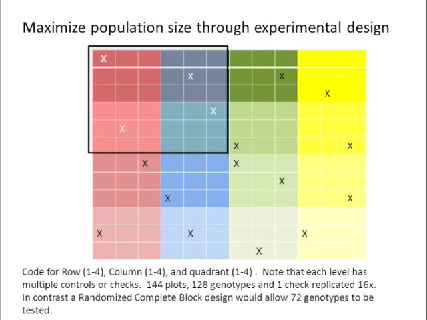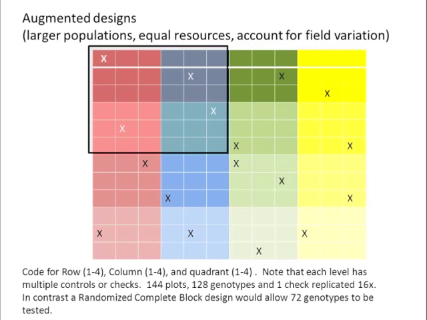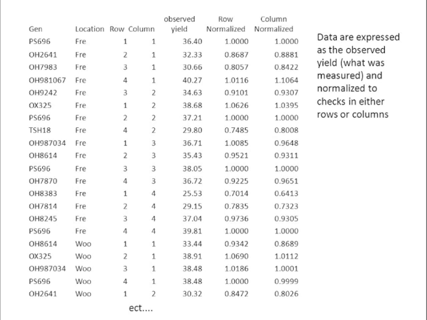We use the overly replicated checks to account for field variation and make corrections as necessary. In this scheme, if we had a randomized complete block design, we could handle 72 individual genotypes. If we use an augmented design, the way I've laid it out here, we can look at 128 genotypes. It's much more powerful from the perspective of looking at marker trait linkages to have that level of genotypic replication. So, larger populations but equal resources, and we can account for field variation.